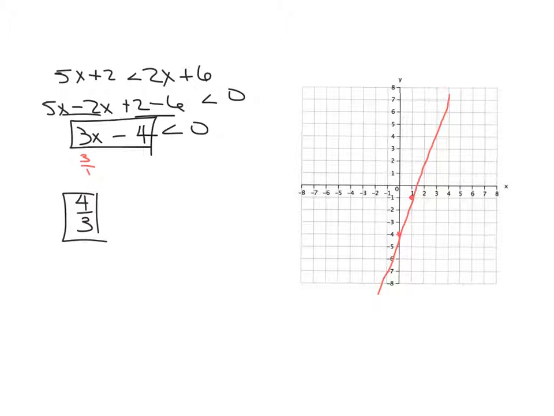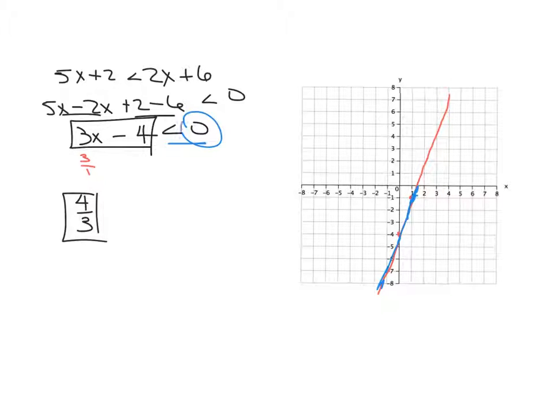So let's look at our inequality here. 3x minus 4 is less than 0. So that means at what point is 3x minus 4 smaller than 0? And that will be when my line travels below my x-axis here. Okay? Alright, is less than 0.